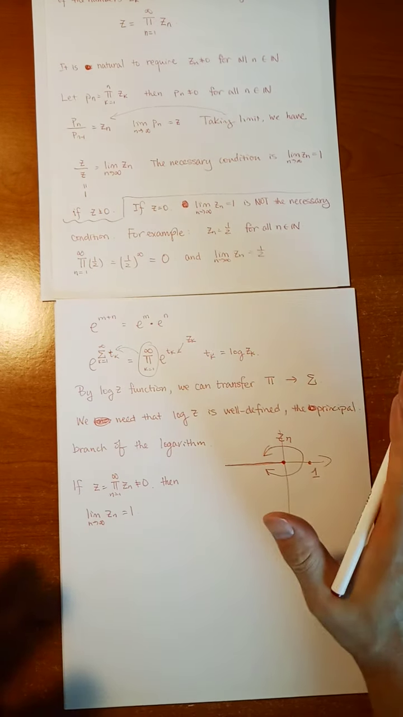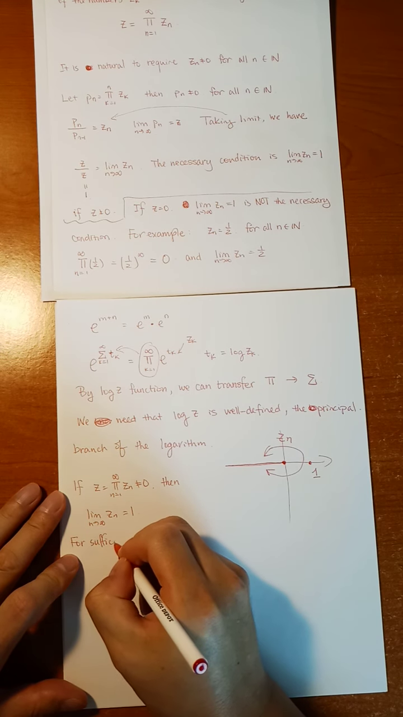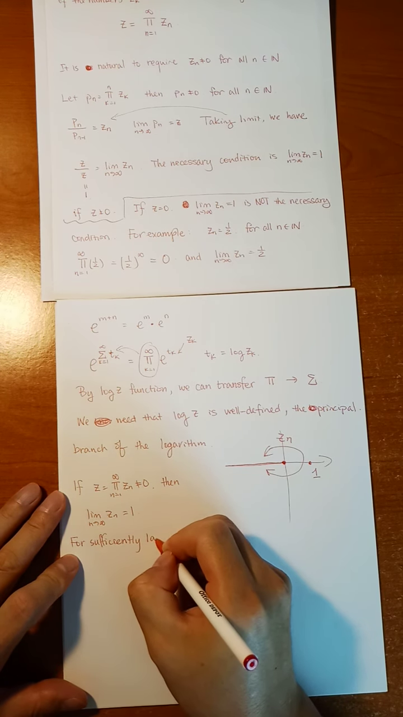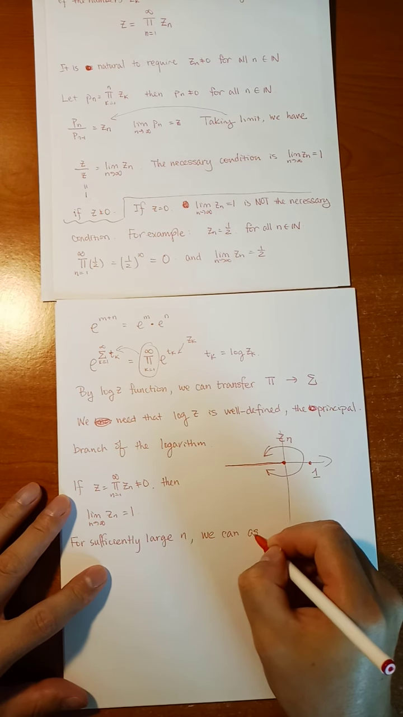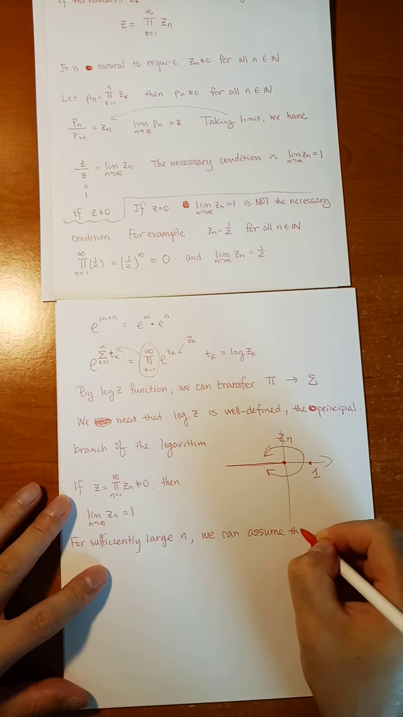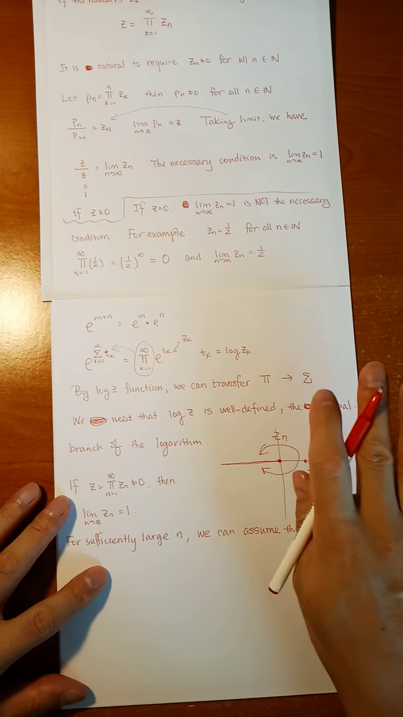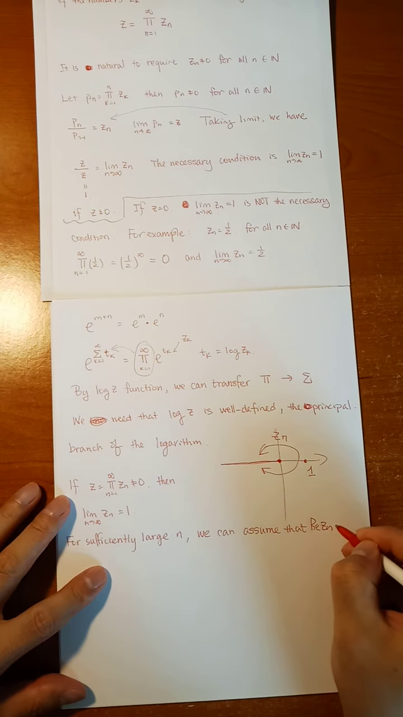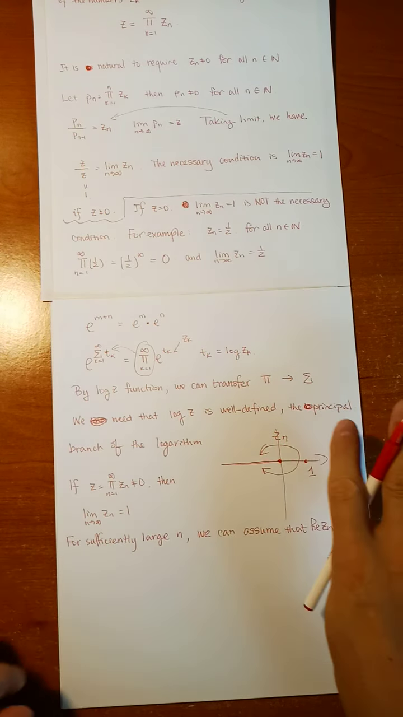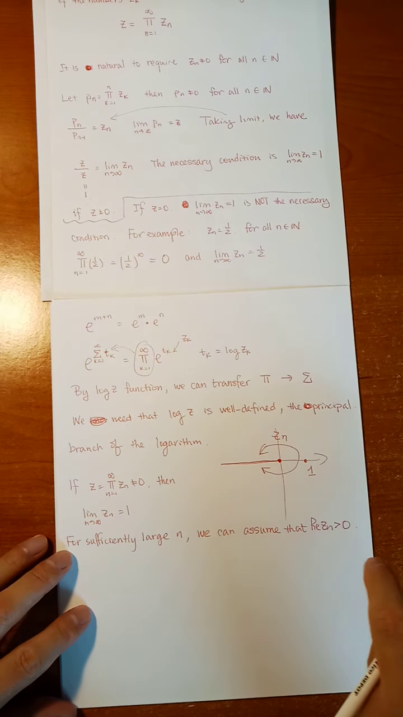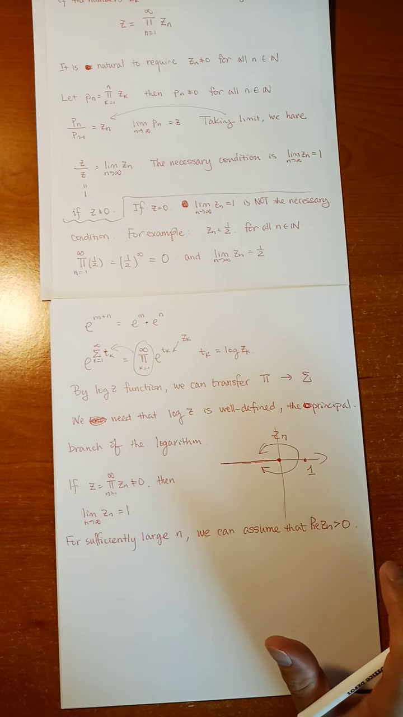Equal to 1. So eventually, for sufficiently large n, we can assume that Z sub n has all its elements on the right side, because they are going to be close to 1, so they are going to be on the right side of the y-axis. So we assume the real part of Z sub n is greater than 0, and it does not lose generality.